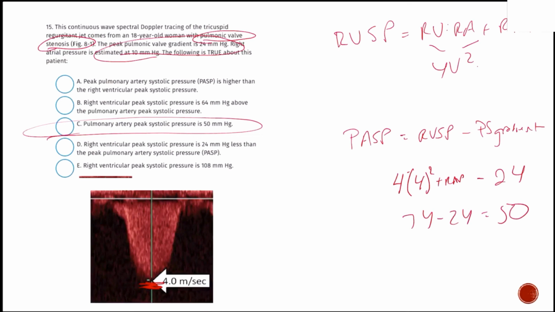So you have someone with pulmonic stenosis. They give you a tricuspid regurgitant jet, and they're obviously going to start asking you about your PA systolic pressure. The teaching point for this is when you have pulmonary stenosis, PA systolic pressure and RV systolic pressure aren't the same as they normally are in a patient. But when you have stenosis, you have to incorporate that into the calculation. Okay?